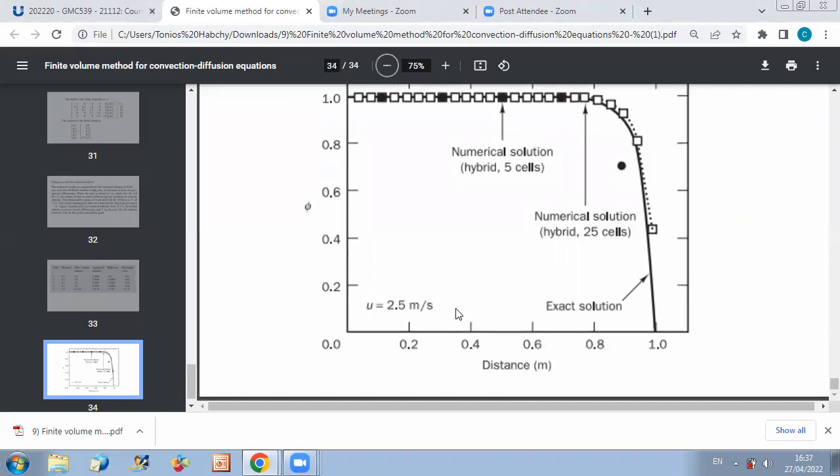Okay. So this is the chapter on diffusion convection schemes. In summary, you have several methods to deal with problems of convection diffusion. You can use the central difference scheme, the upwind scheme, and the hybrid scheme. When the Peclet number is smaller than 2, it's better to use the central scheme. When the Peclet number is larger than 2, then we use the upwind scheme. Okay. Any question on this?